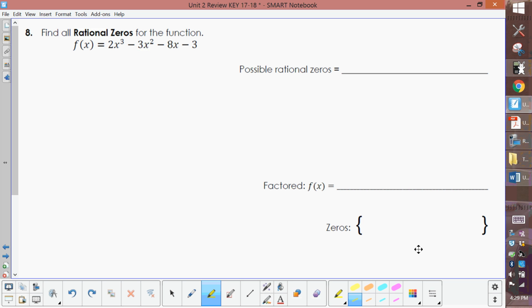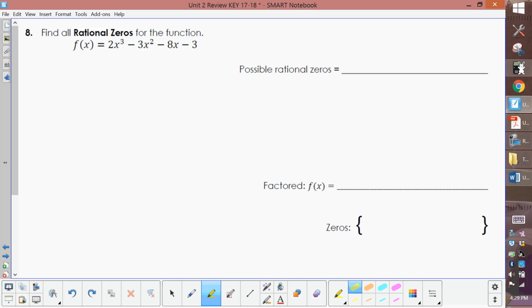Okay, this is problem number 8. I'm asked to find all the rational zeros for this function. You'll notice this is one I cannot factor out immediately because I have this -3 over here that does not have an x value that I can pull out. So I'm kind of stuck with this x cubed business here.